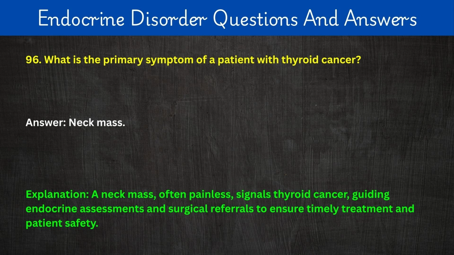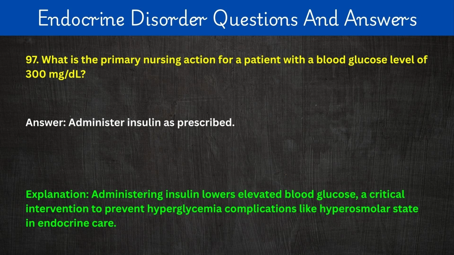Explanation: a neck mass, often painless, signals thyroid cancer, guiding endocrine assessments and surgical referrals to ensure timely treatment and patient safety. 97. What is the primary nursing action for a patient with a blood glucose level of 300 milligrams per deciliter? Answer: administer insulin as prescribed. Explanation: administering insulin lowers elevated blood glucose, a critical intervention to prevent hyperglycemia complications like hyperosmolar state in endocrine care.